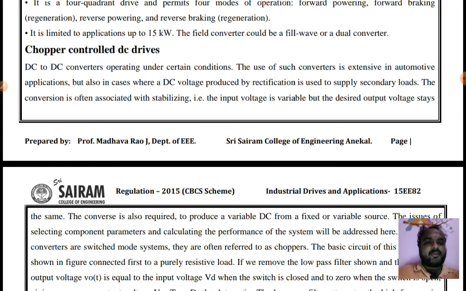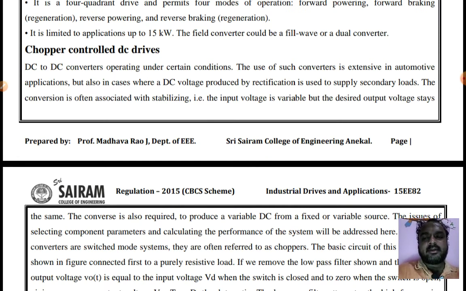The use of such converters is extensive in automotive applications, but also in cases where a DC voltage produced by rectification is used to supply secondary loads. So here, secondary loads when DC voltage is required. Those are the conditions where these types of chopper drives will be used.